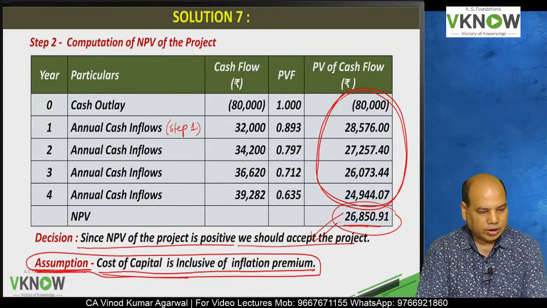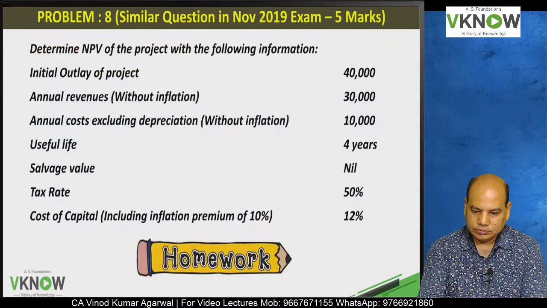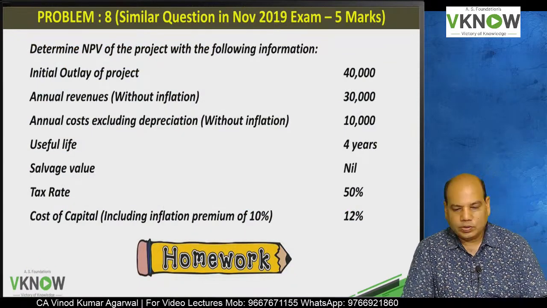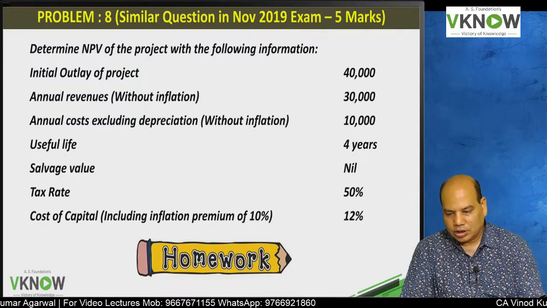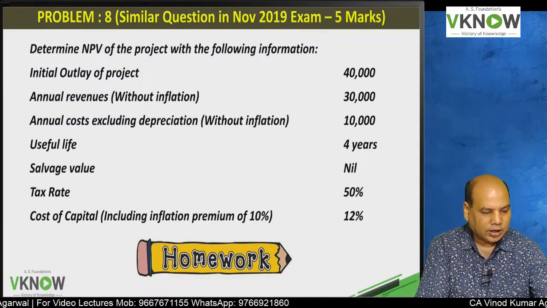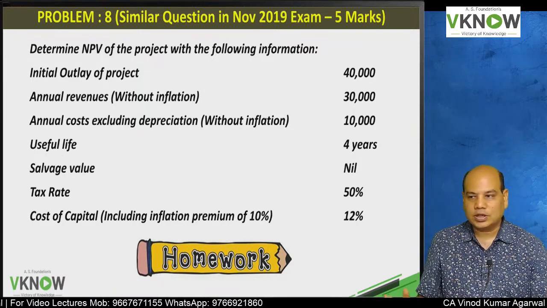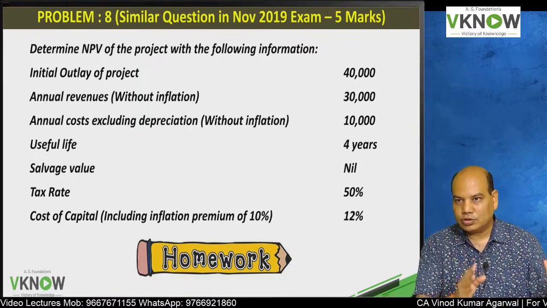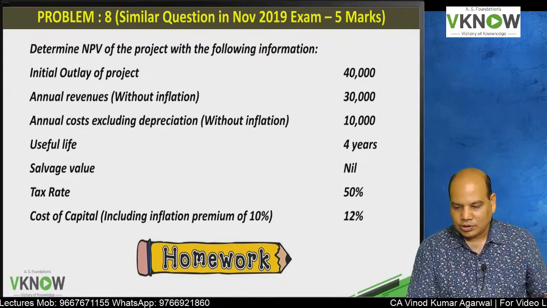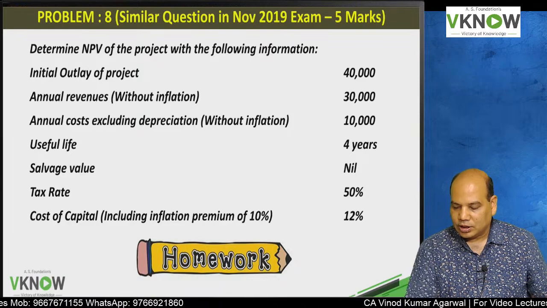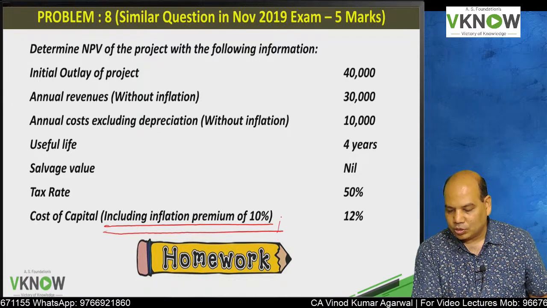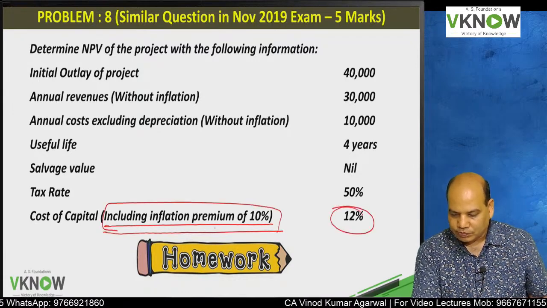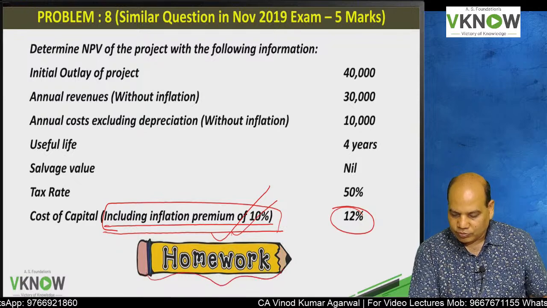Okay. Any query on this? This is question number 8, and you will find that your question is very similar. Determine NPV, initial outlay, annual revenue, annual cost, useful life. All figures are half of the previous question. Previous question divided by 2 is equal to the new question. This time they have made it correct. Annual inflation including inflation premium is given as 12%. This is the difference. Homework.